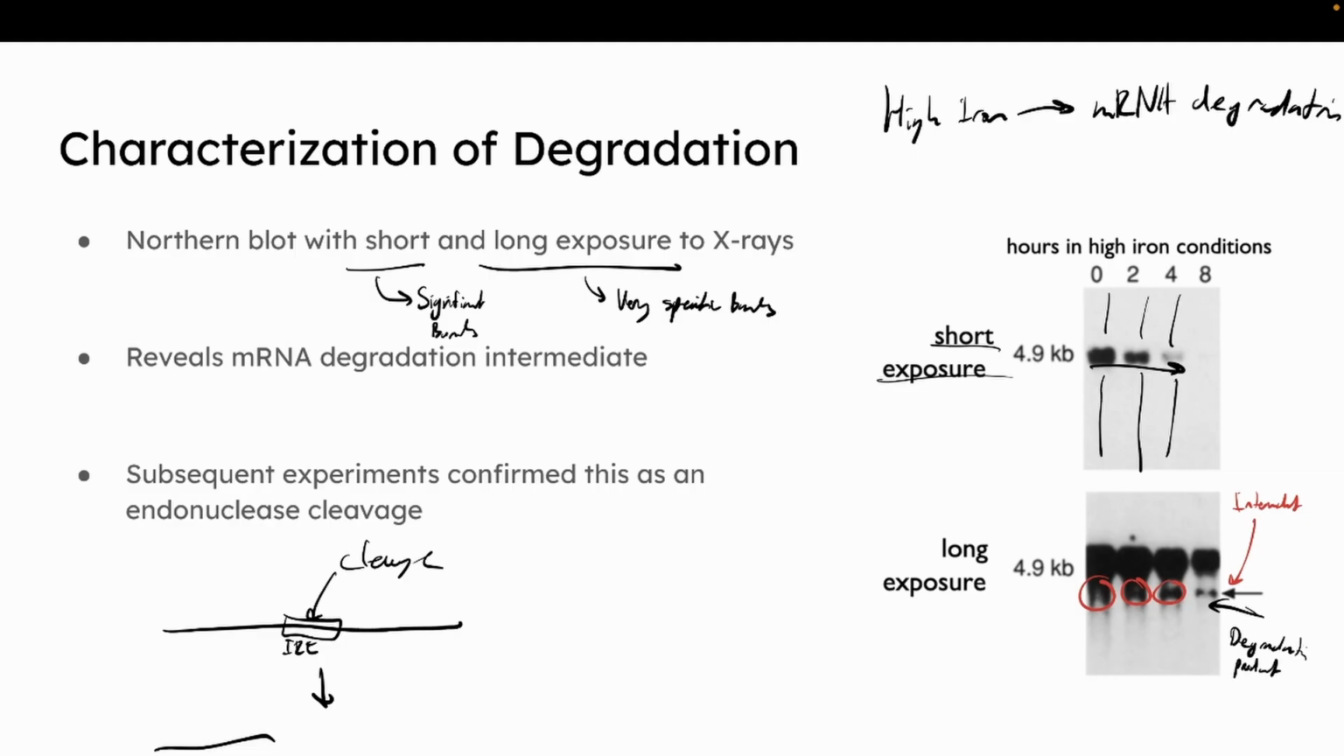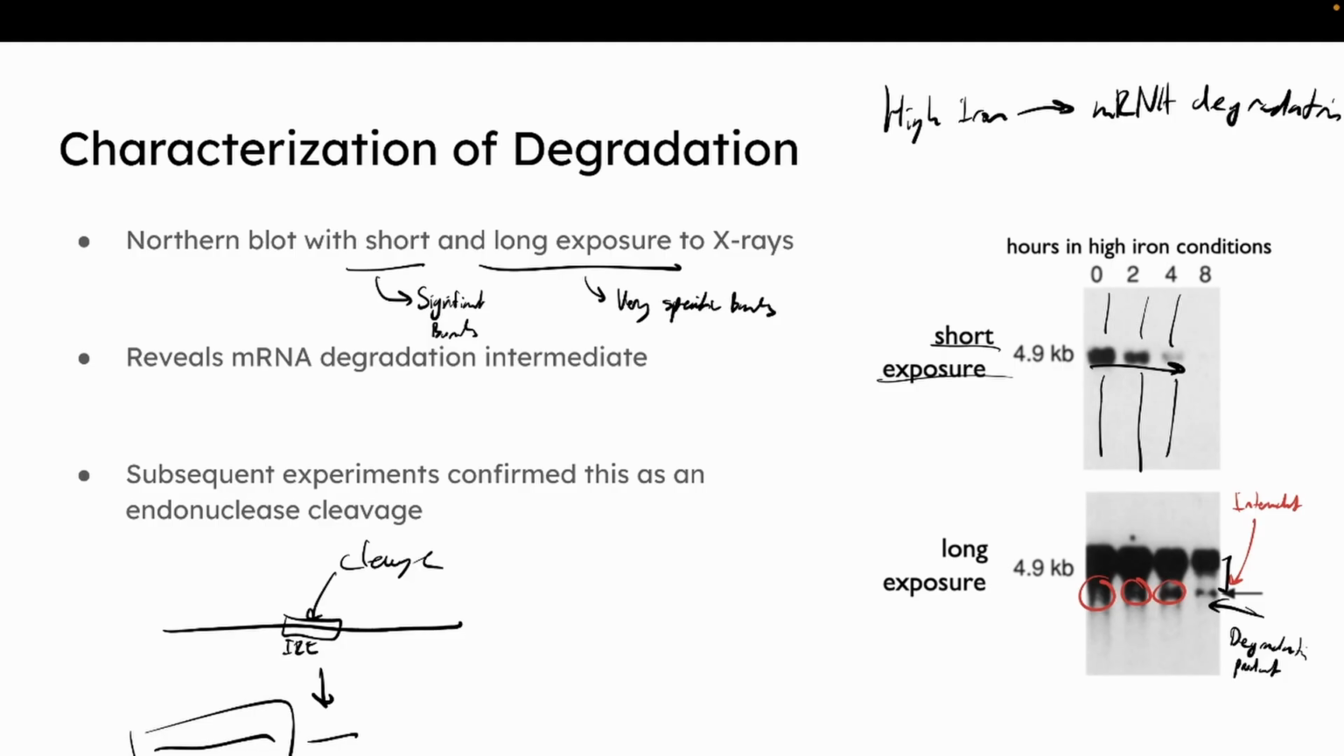Since this is at the 3' UTR, this makes a lot of sense why it's very similar in size, right? Because you're actually just cutting off the 3' UTR. This is pretty similar in size to the original mRNA. You just kind of cut off the little tail there, right? Because it's already a 3' UTR. So this was very key.